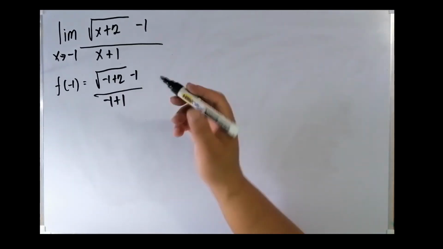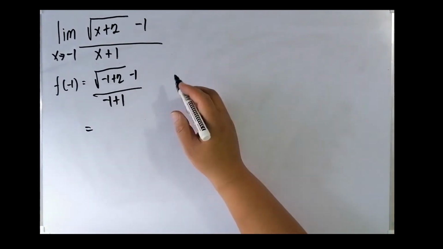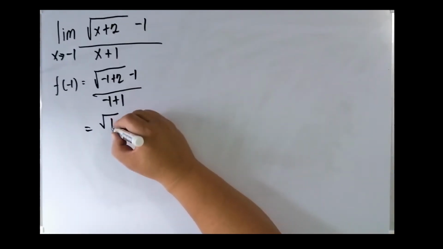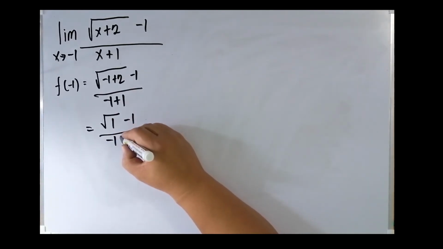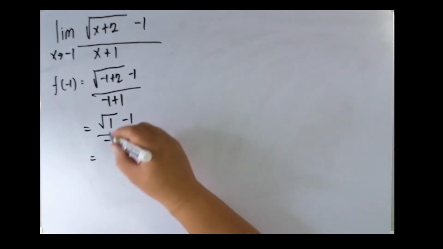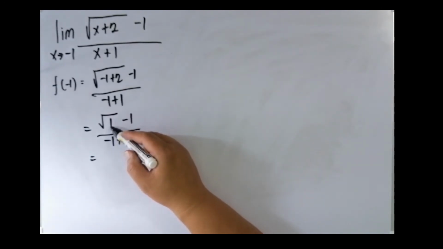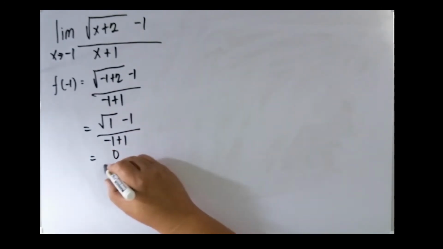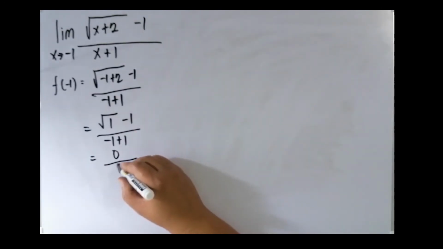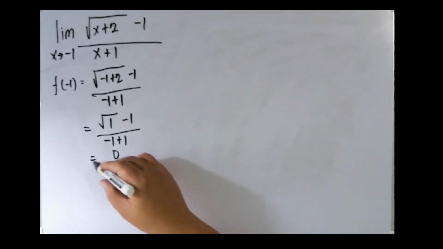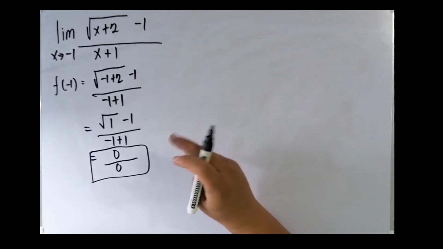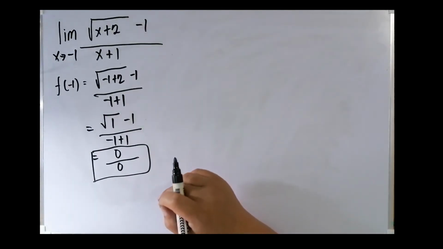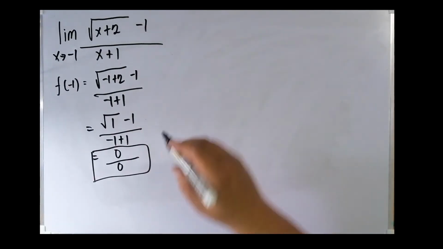So very obvious, 0 na yung denominator natin. Pero tuloy pa rin natin. Yan. So we have the square root of 1 minus 1 all over negative 1 plus 1. So this is equal to, square root of 1 is 1 minus 1, 0, all over negative 1 plus 1 is 0. So mayroon na naman tayong undefined na sagot, which is hindi pwede sa ating limit. So ano ang gagawin natin?